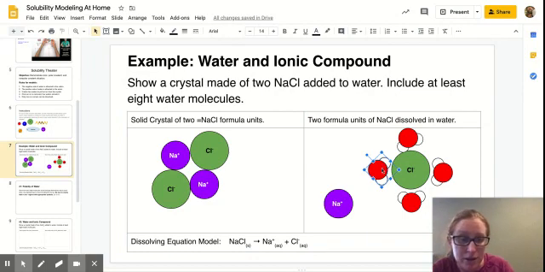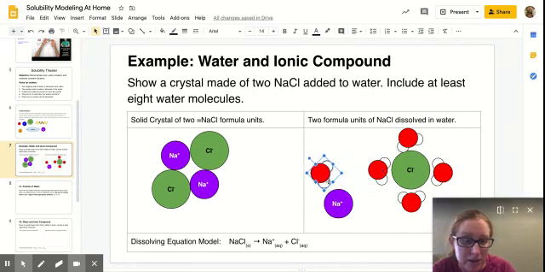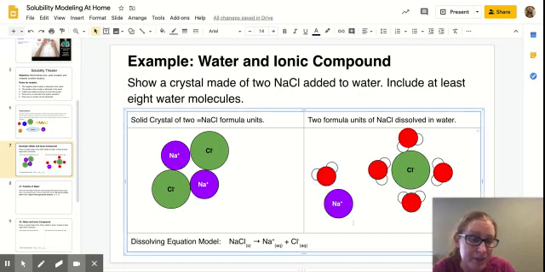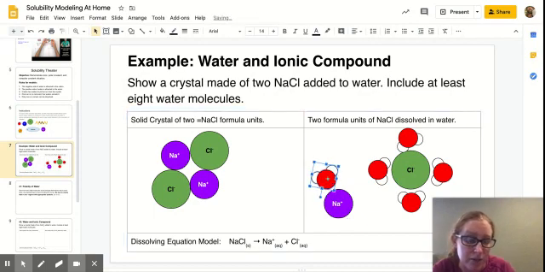But when I put the water around the sodium, I now don't want the positive side facing the sodium, because this side is positive, this is positive, they would repel. So instead, the water is going to take its negative side and face the sodium. Like that. All right, and now I need to take 4 of those.